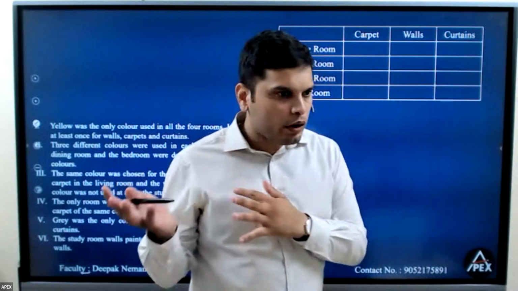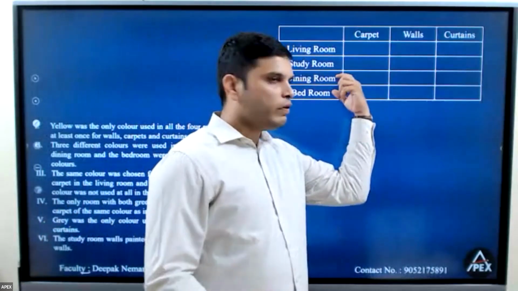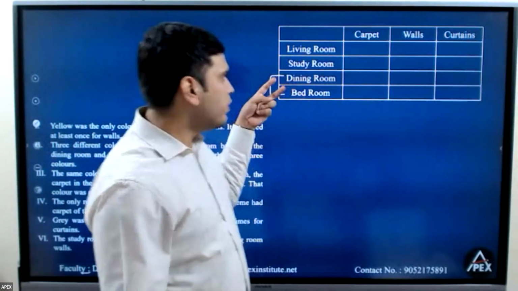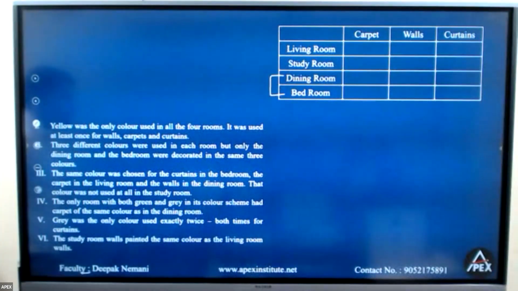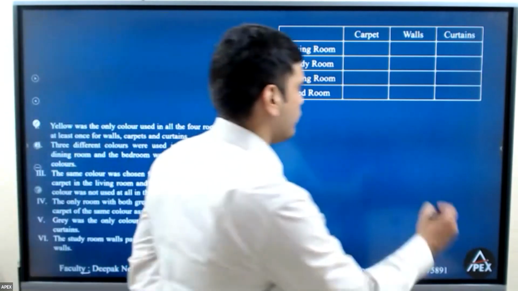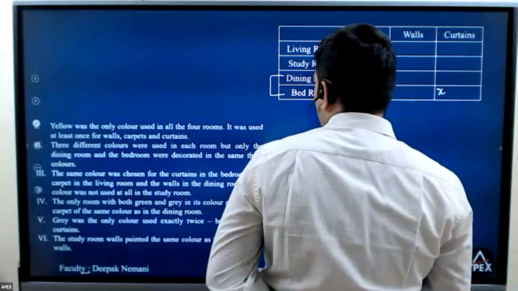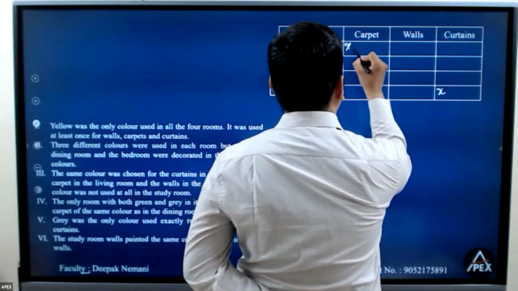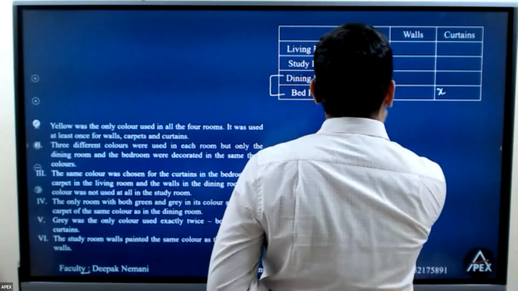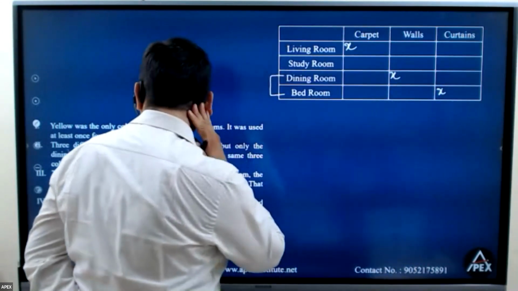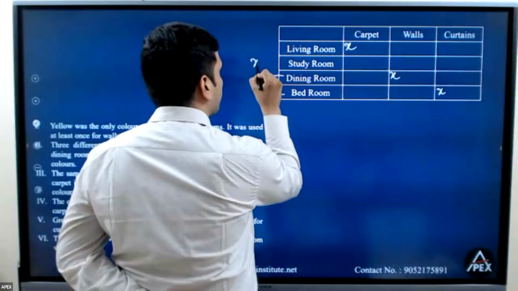Okay, so the order we do not know, but the same colors were used to paint these 3 carpets, walls and curtains in these 2 rooms, dining room and bedroom. So the same color was chosen for curtains in the bedroom. Then, the carpet in the living room and walls in the dining room. This color was not used at all in the study room.